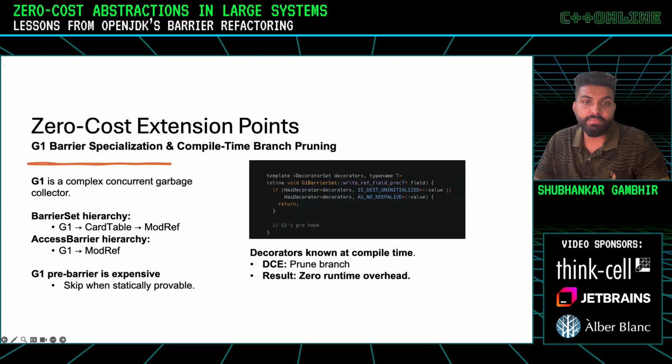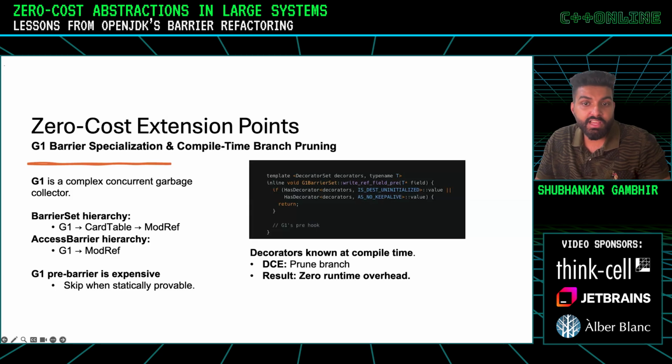But what happens when GC does need to track the data? This is the ultimate payoff for the entire architecture. Let's look at one example of G1. G1 is a complex garbage collector. Its pre-write barrier is very expensive. It has to save the overwritten pointer to a queue.